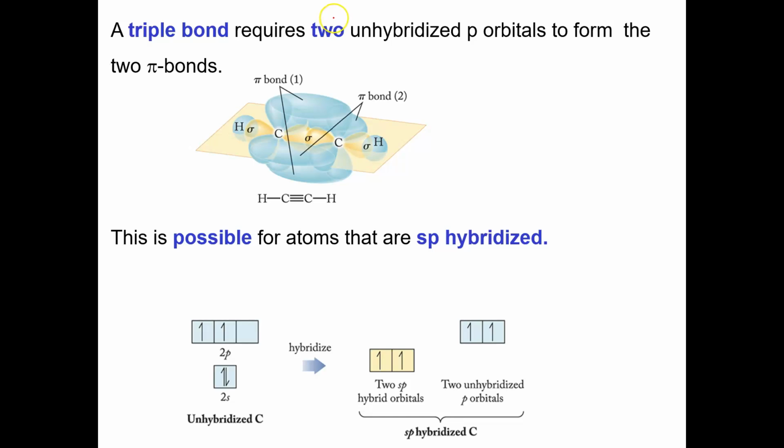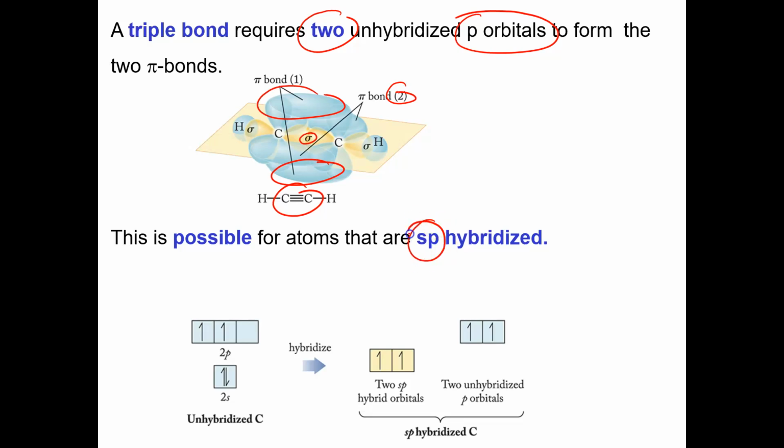A triple bond requires two unhybridized p orbitals to form. We can see this if we look at the molecule acetylene. In the molecule acetylene, we saw that the sigma bond was formed through the overlap of sp hybrid orbitals on each carbon, but the two pi bonds were formed by the overlap of unhybridized p orbitals. So for carbon, we'll see triple bonds when the carbon is sp hybridized.